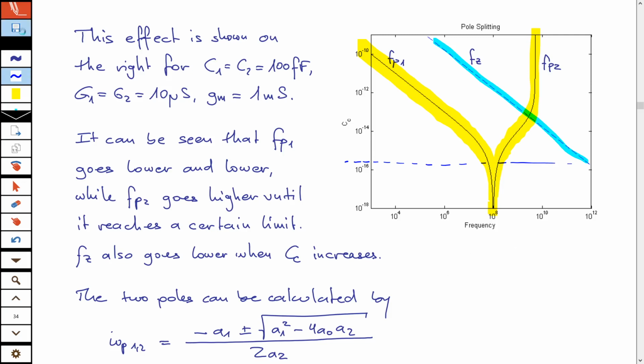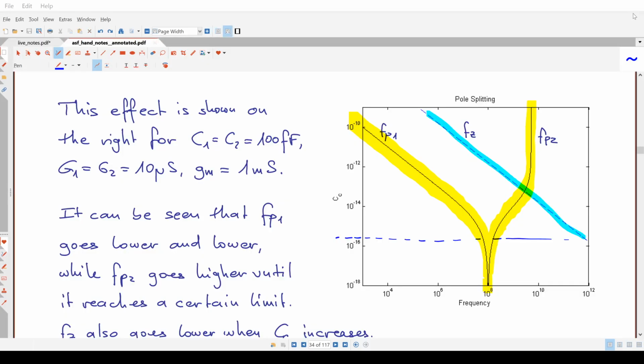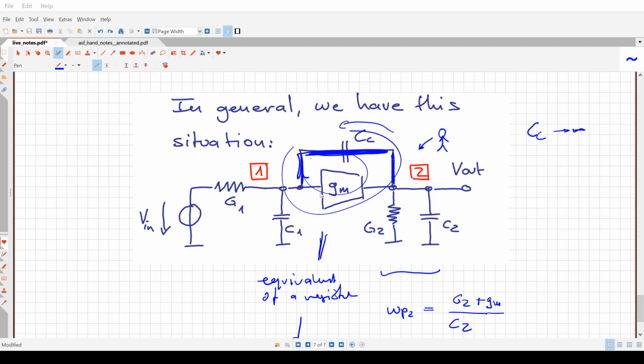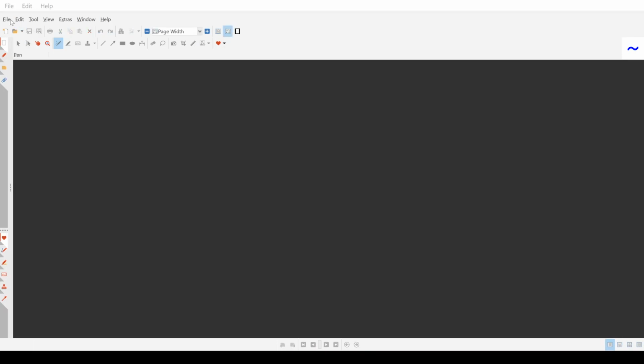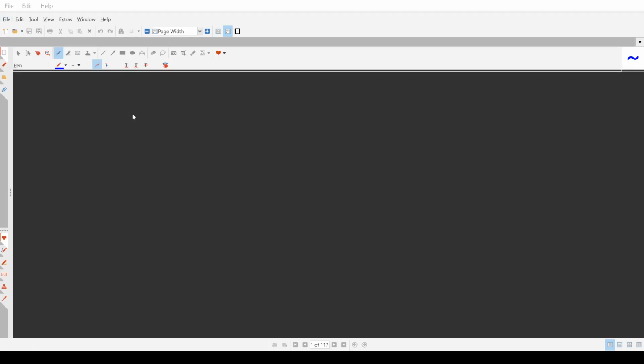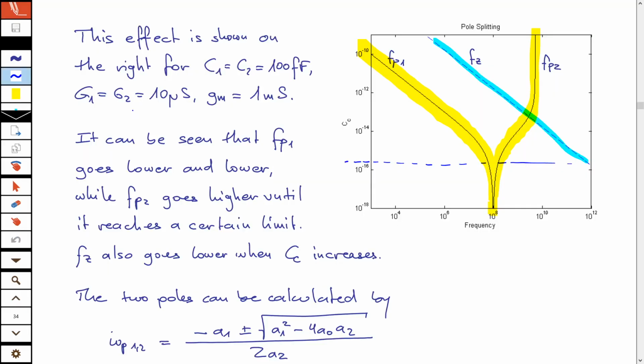Could I please write? Apparently not. I think I have to restart the tool. Yeah, now I can write again.